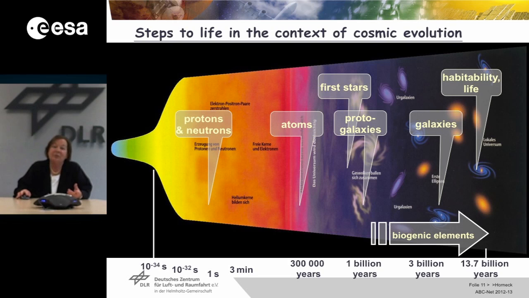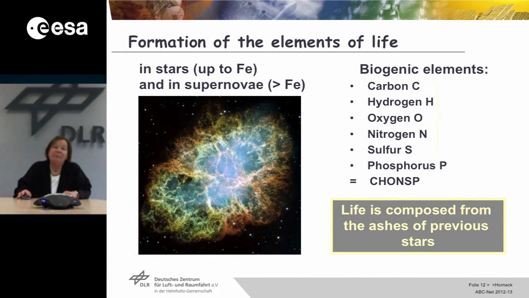But the steps to life, the origin of the biogenic elements, was much earlier. So probably very early, when the universe was about 1 billion years old, and then also the elements might have joined to molecules, which are called the biogenic molecules. So the formation of the elements of life actually happened in the stars through nuclear fusion, hydrogen burning, and further burning to become more and more heavy mass elements. And up to iron, these processes are really in the stars.